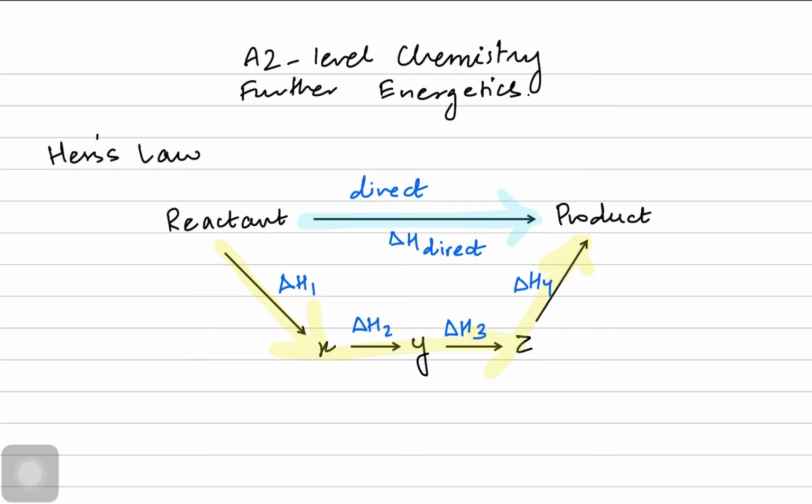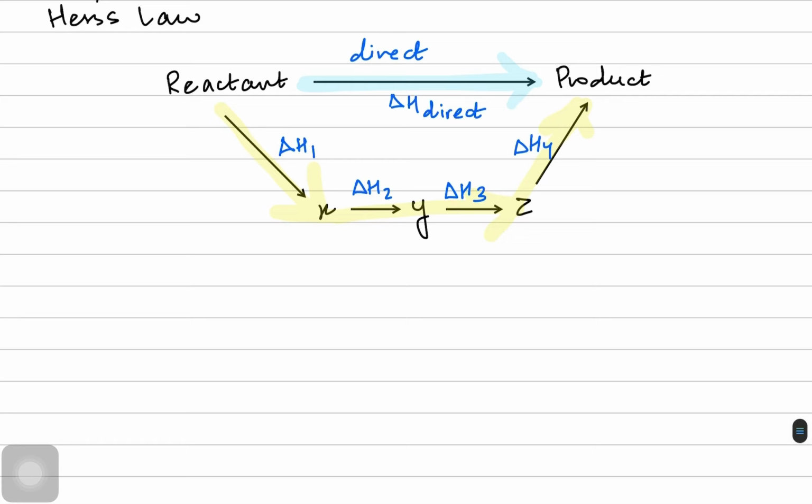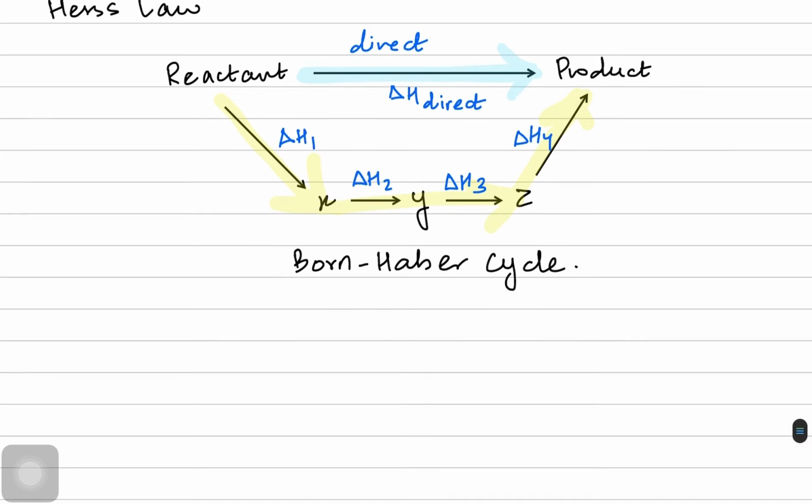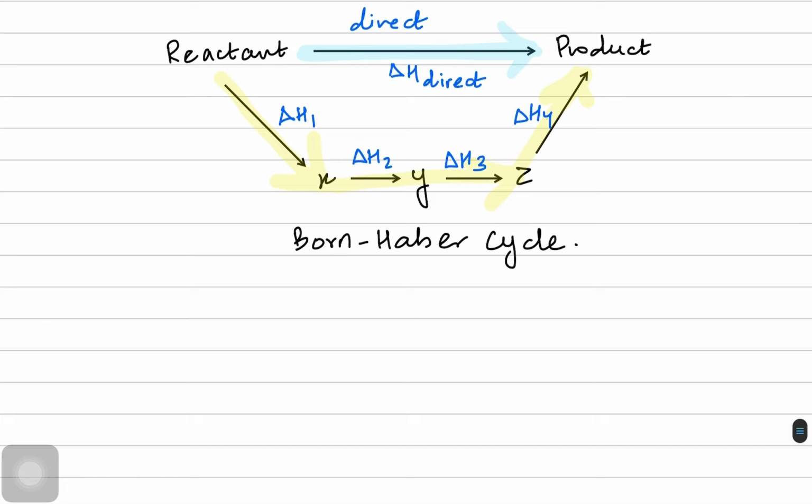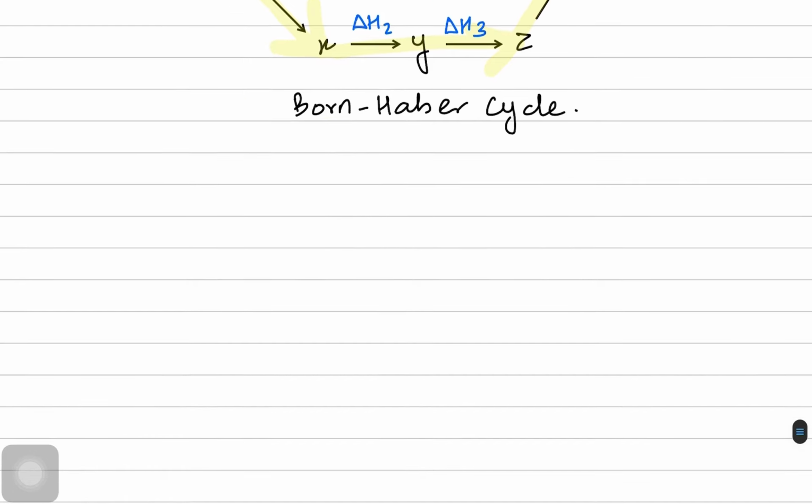So Hess's law can be applied to the formation of ionic compounds in a phenomenon known as the Born-Haber cycle. The Born-Haber cycle is a kind of energy cycle where we talk about how various ionic compounds are made.